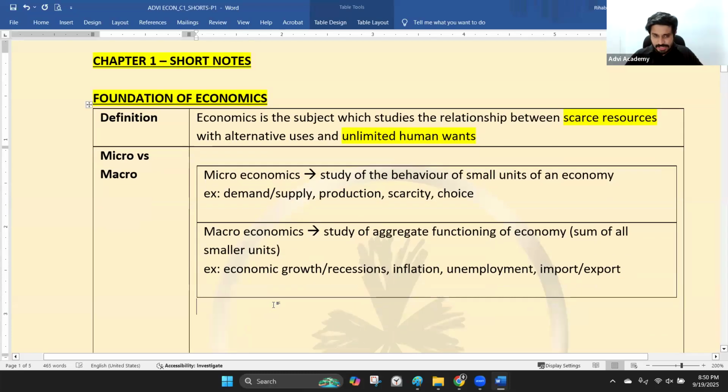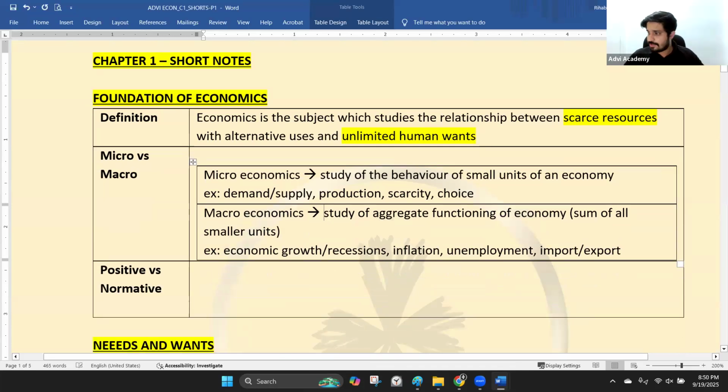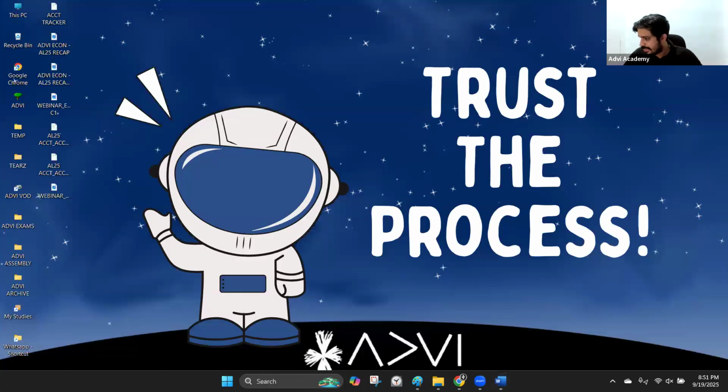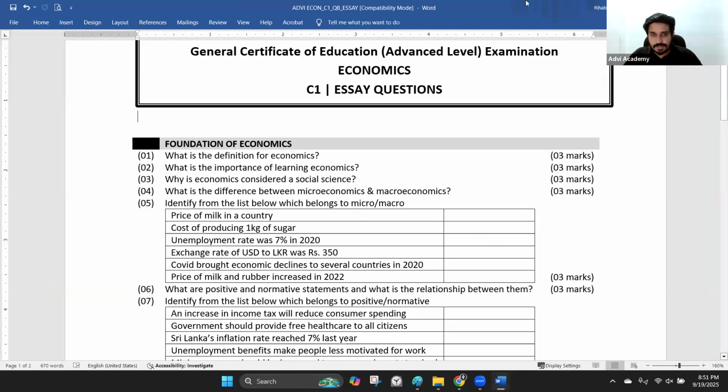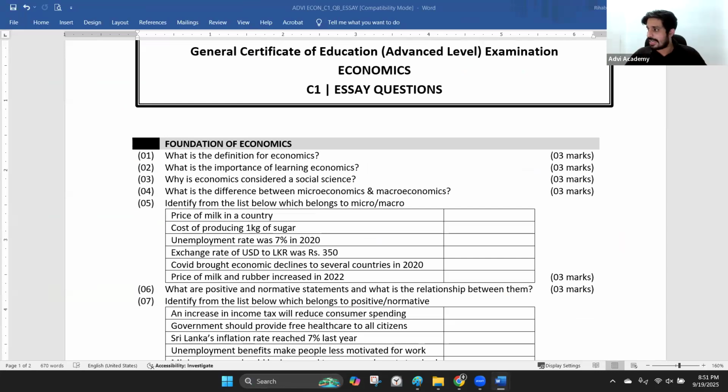Okay, so let's do a very quick example on this before we proceed to the next section, which is positive versus normative. Here is one question for you to focus on. Tell me from this list. These are some of the questions that can come. I've just listed down some of the questions.